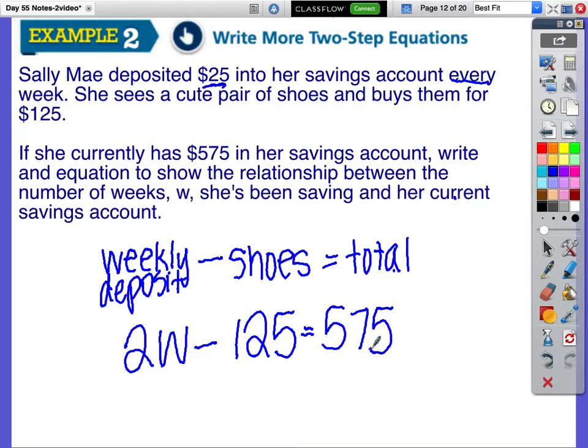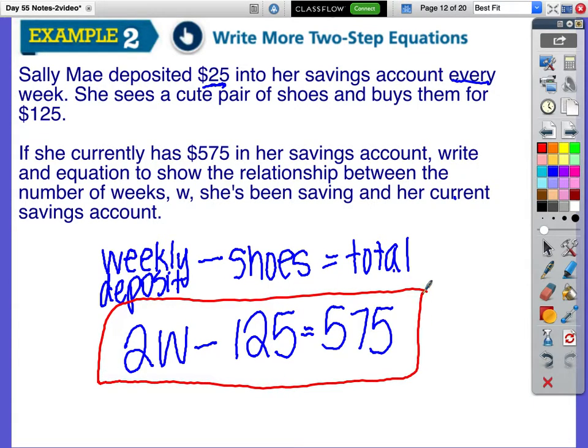So let's work this problem. What type of problem is it? Oh, wait, we're not working this yet. My bad. We're just going to stop right here. See how much I get excited about equations? That's as much as we need to do right now. We're just going to write the equation. We're not going to solve it yet.